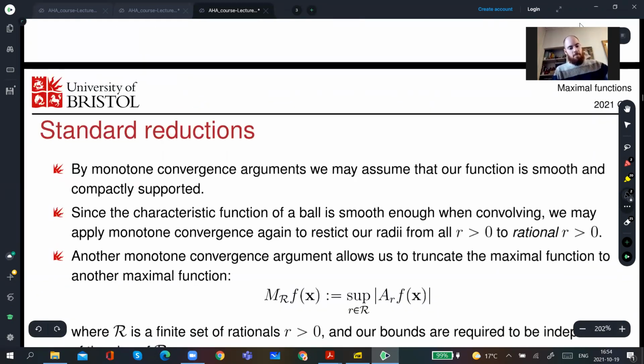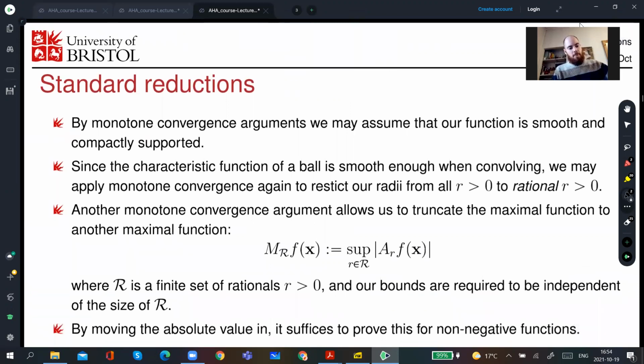Cool. What are the standard reductions? So this is where your graduate course in real analysis comes in quite handy. You have to recall all these things like the dominated convergence theorem, monotone convergence, and Fatou's lemma as well. It turns out for us that monotone convergence and dominated convergence are how people mostly describe these reductions.